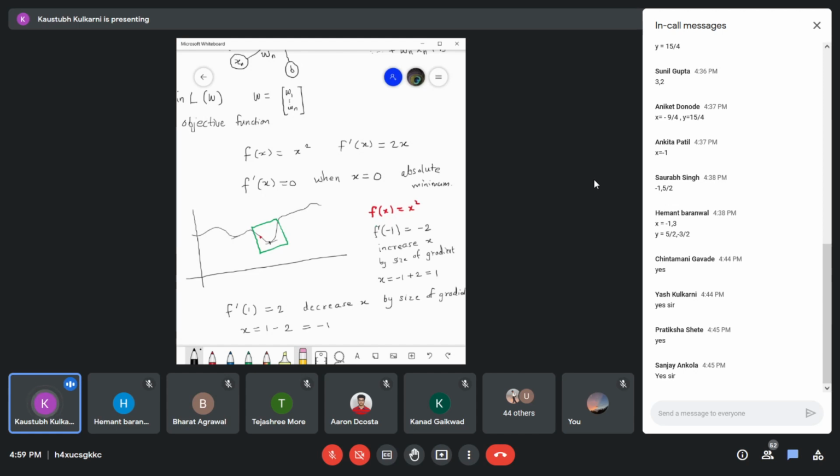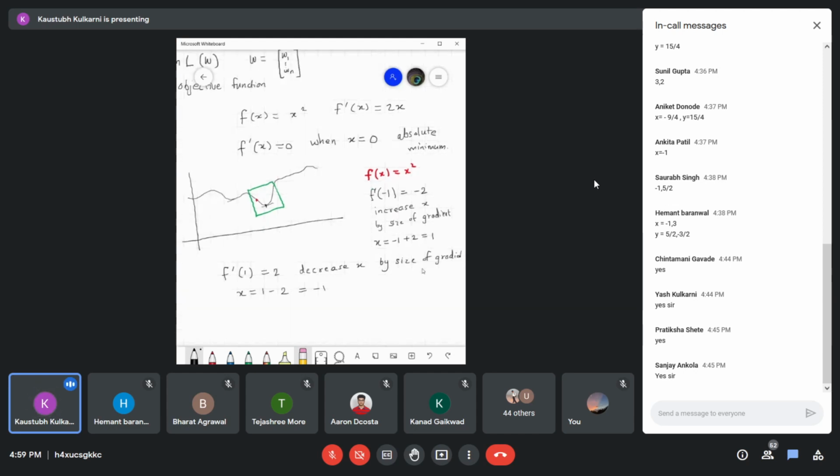So if we directly add or subtract the entire gradient, we were here, then we moved to this point, then again we decrease x, we again move to this point. So we have to have some adjusting factors, so that we don't add the entire gradient. We want to add a certain fraction of the gradient.